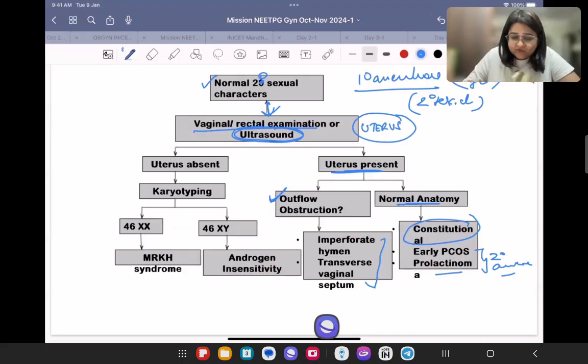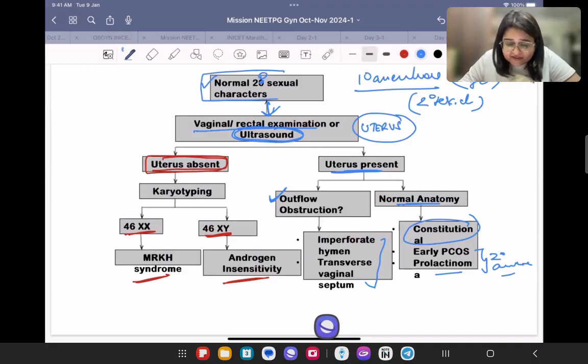But if the uterus is absent, this is the most important thing. If the uterus is absent, then you think of either MRKH or AIS. How can you differentiate between both? Pretty doctor, Swyer में the secondary sexual characters are going to be absent. अभी हम बात कर रहे where secondary sexual characters are normal. And if the uterus is absent, you will think of 46XX or 46XY. Depending on the karyotype, you will see whether it is MRKH or androgen insensitivity syndrome.